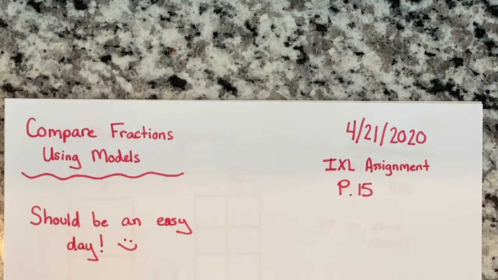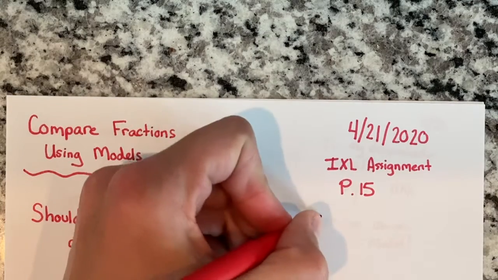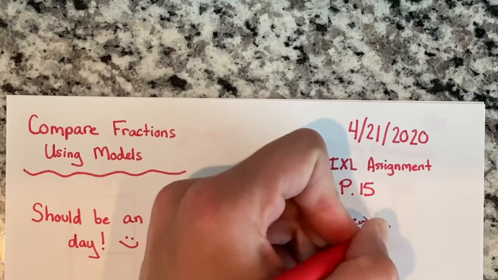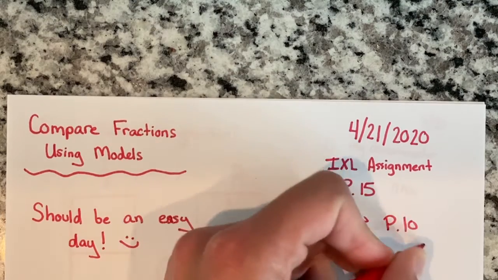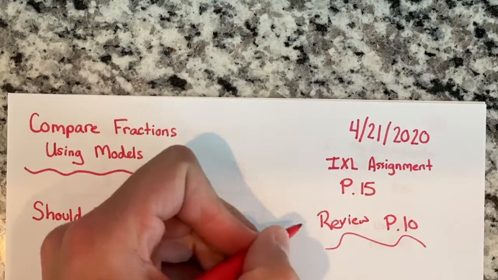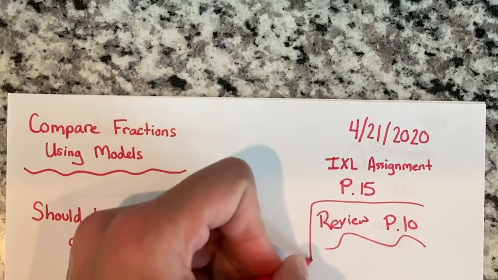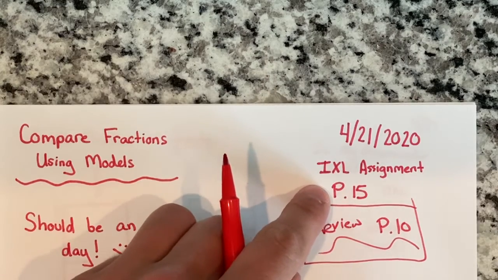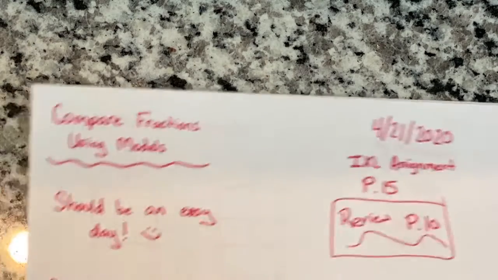If yesterday's work proved to be a little bit of a difficulty, I want you to go ahead and review. If you struggled yesterday, go back and review P10, because today is going to be so much of a review day. But your expectation, your assignment for today, is P15.